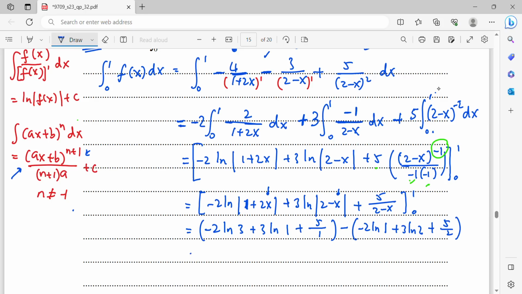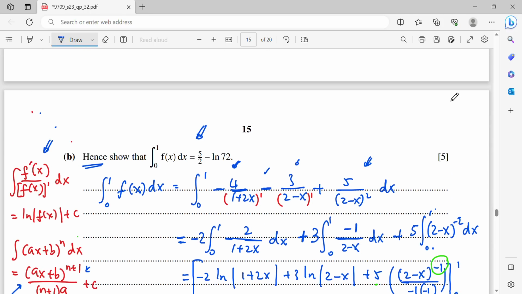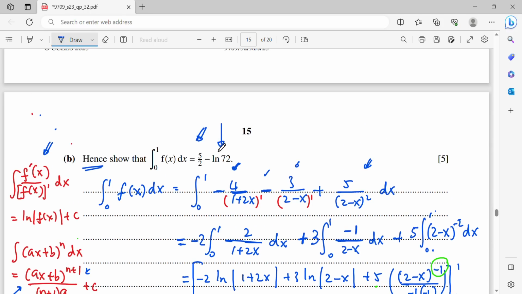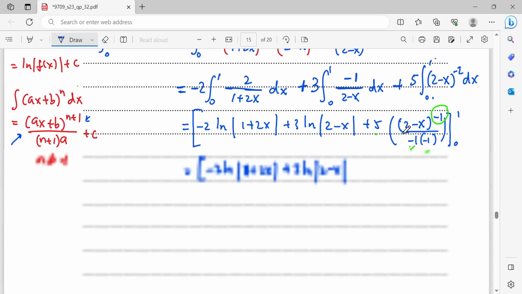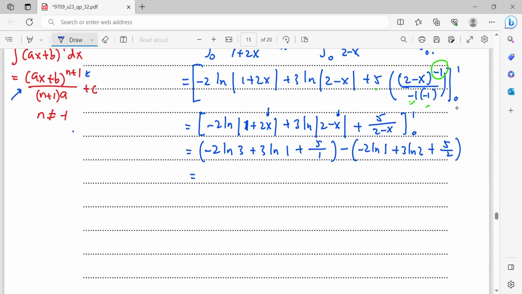Okay, so now let's look at the question. What do we need to find? Okay, show this means in terms of ln. So I need to open all the brackets first. So negative 2 ln 3 plus. Now for your information, ln 1 is 0. Here ln 1 is also 0. Then the next term is going to be 5 over 1, which is 5. And now you bring in the minus. So I will get negative 3 ln 2 minus 5 over 2.